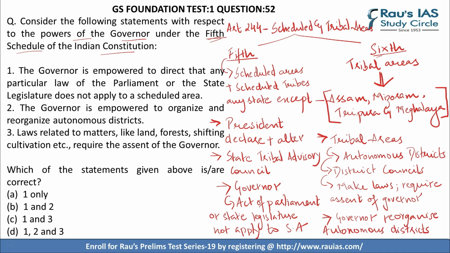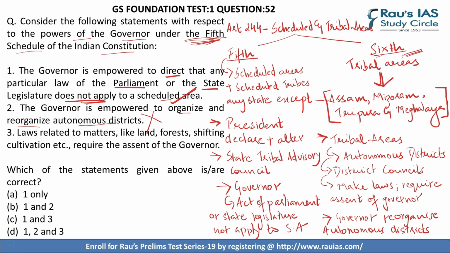Now, coming back to the question, the first statement reads, the governor is empowered to direct that any particular law of the parliament or the state legislature does not apply to a scheduled area. This statement is correct. Second, the governor is empowered to organize and reorganize autonomous districts. Now, you have to be very careful that this power of the governor is given under the 6th schedule and not the 5th schedule. Therefore, though this second statement is correct, this becomes wrong in the context of our question, which is asking statements only with respect to the 5th schedule.